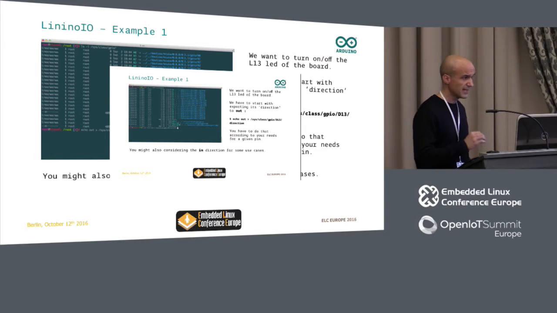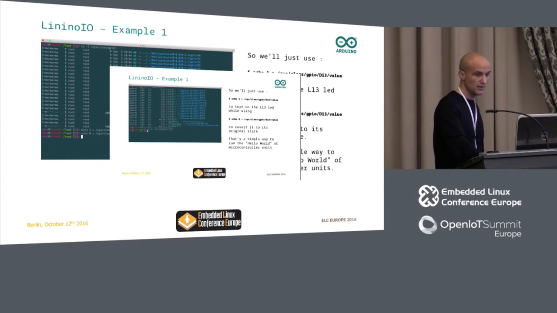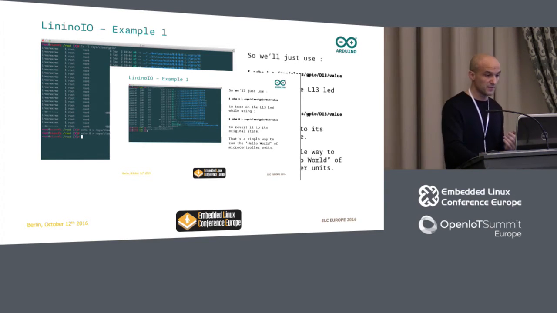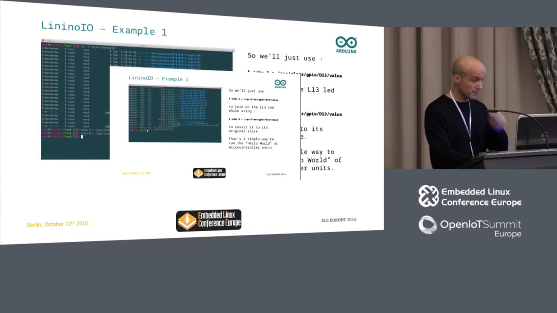And you have to do it every time for any given pin. Or you can also consider the indirection for, I don't know, your personal use cases according to your project. So it's just a matter of echoing 1 to this particular pin, in this case the 13, to turn on the 13 LED, while we use echo 0 to revert it to its original state. And so that's the simple way to run the hello world of microcontroller.